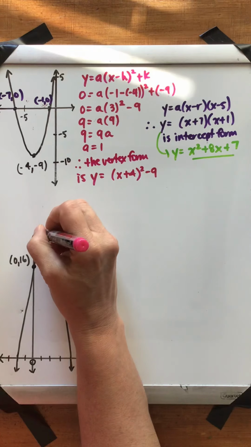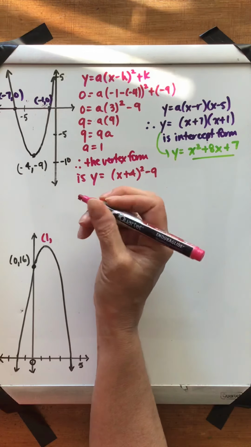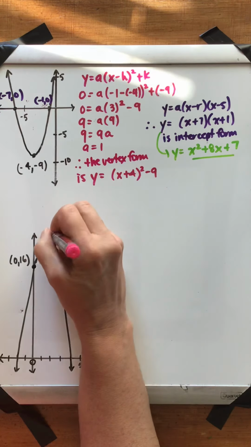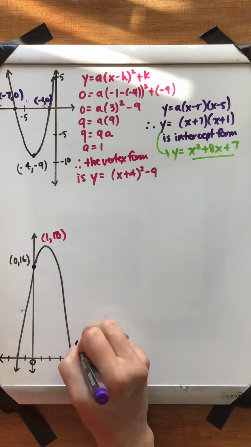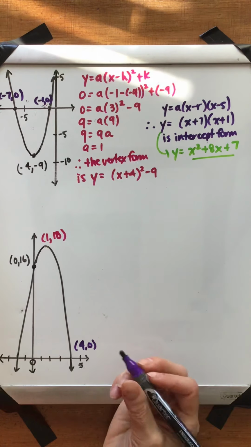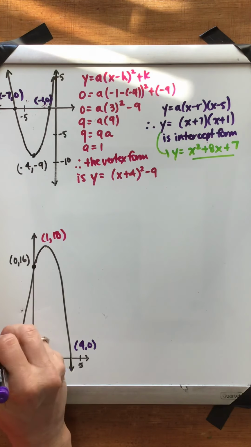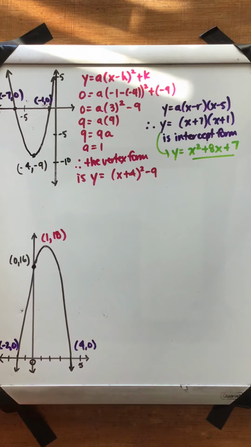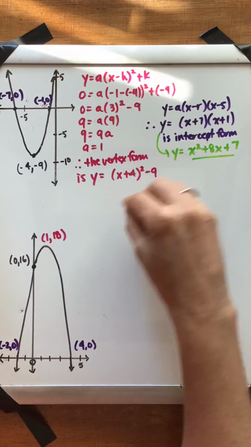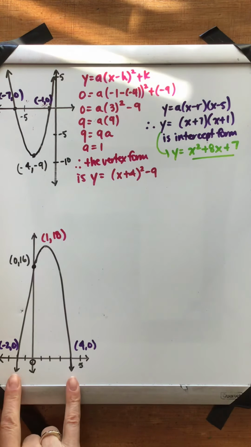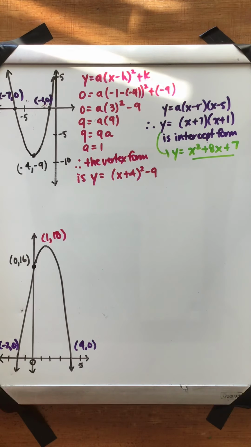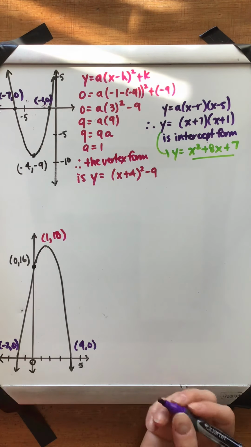We do know that the vertex is at 1, 18, and we do know that the x-intercepts, or the roots, are at 4, 0 to the right of the y-axis and negative 2, 0 to the left of the y-axis. So I'm going to do this one a slightly different way. We could go through the exact same process using the vertex, but what if you couldn't read the vertex? What if all you had were the intercepts? So let's start with intercept form this time instead.